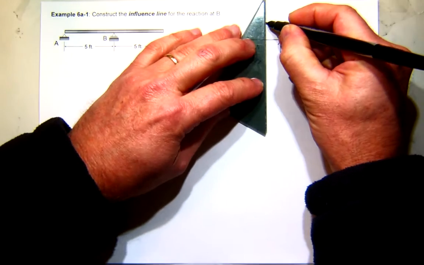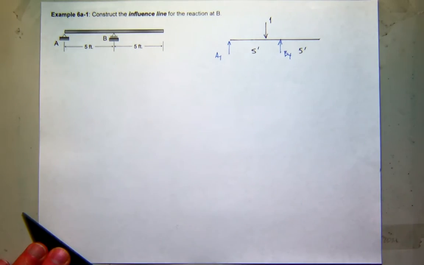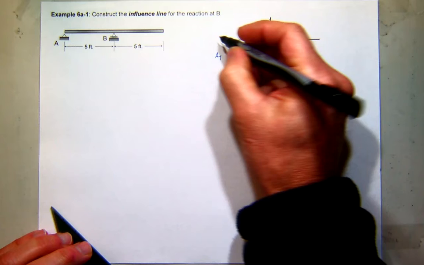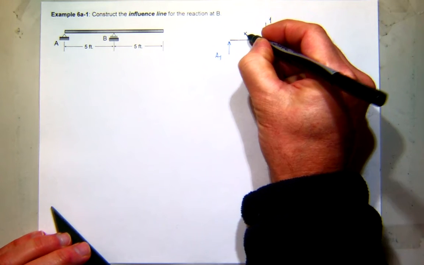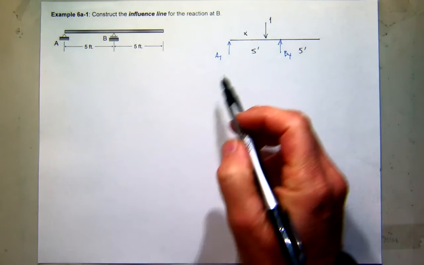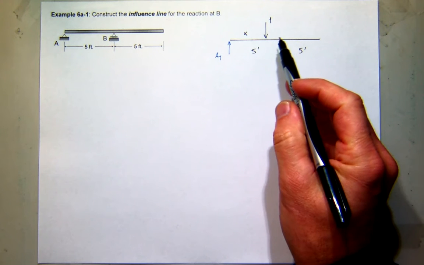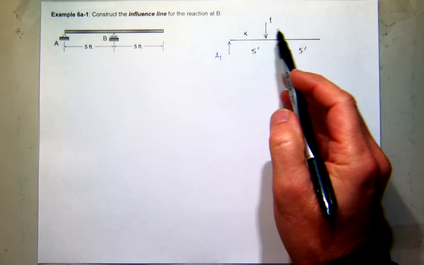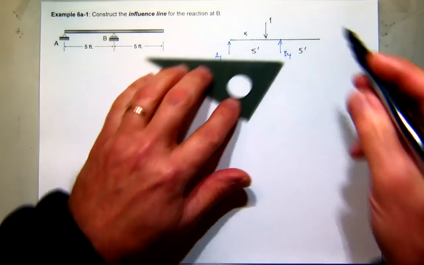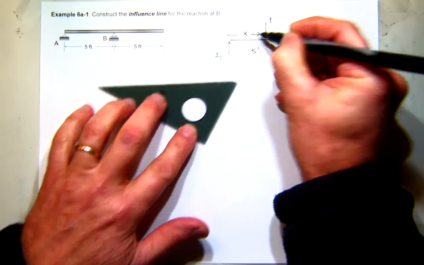And now I've got this unit load, my dimensionless load that's representing my moving load. I'm going to say from the left side it's at some distance x. So I'm going to solve for By as a function of the load moving from left to right. How do I do that?